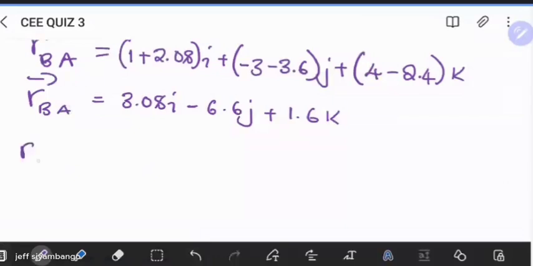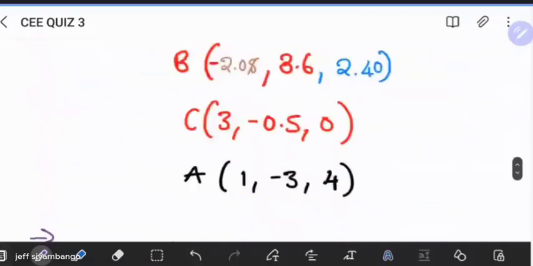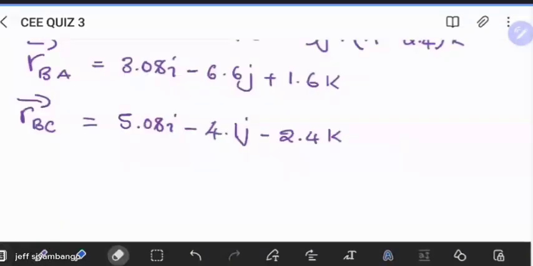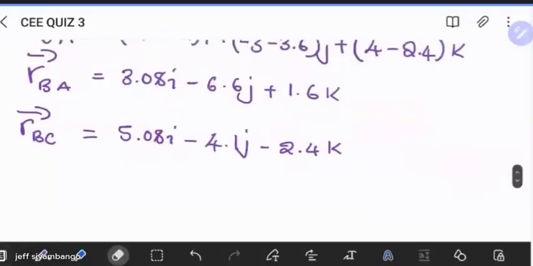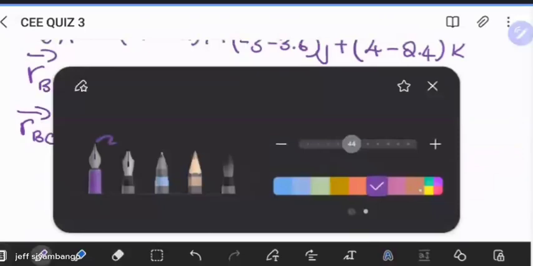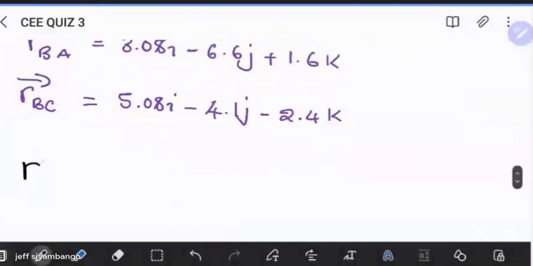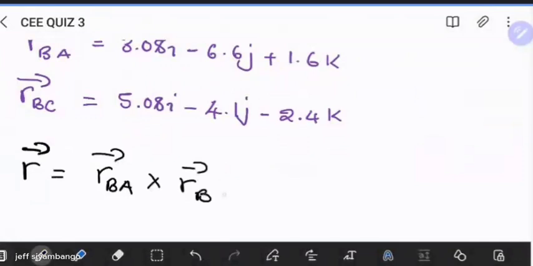Let's now find RBC. So we're going to use the same technique. We're using these. Let's try to see if we can find it. The next thing that you now want to do after finding RBA and RBC is to evaluate their cross product. So now we're going to find that vector R, but remember, to find this vector, you must cross RBA cross RBC.